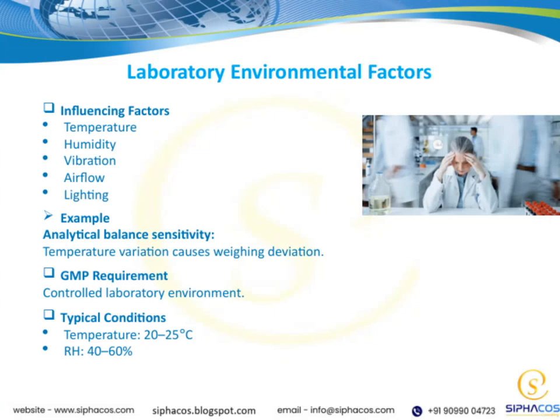Let's talk about the environmental factors that can influence our laboratory work. Things like temperature, humidity, vibration, airflow, and lighting all play a role. For example, even small temperature changes can affect the sensitivity of an analytical balance, causing weighing errors. That's why good manufacturing practice requires us to maintain a controlled environment. Typically, this means keeping the temperature between 20 and 25 degrees Celsius, with relative humidity around 40 to 60%. These conditions help ensure accuracy and consistency in our results.